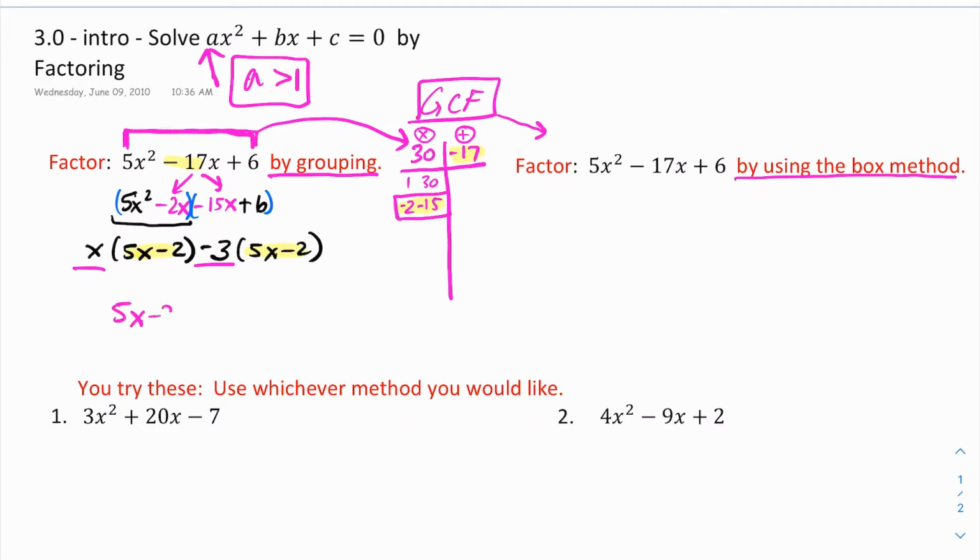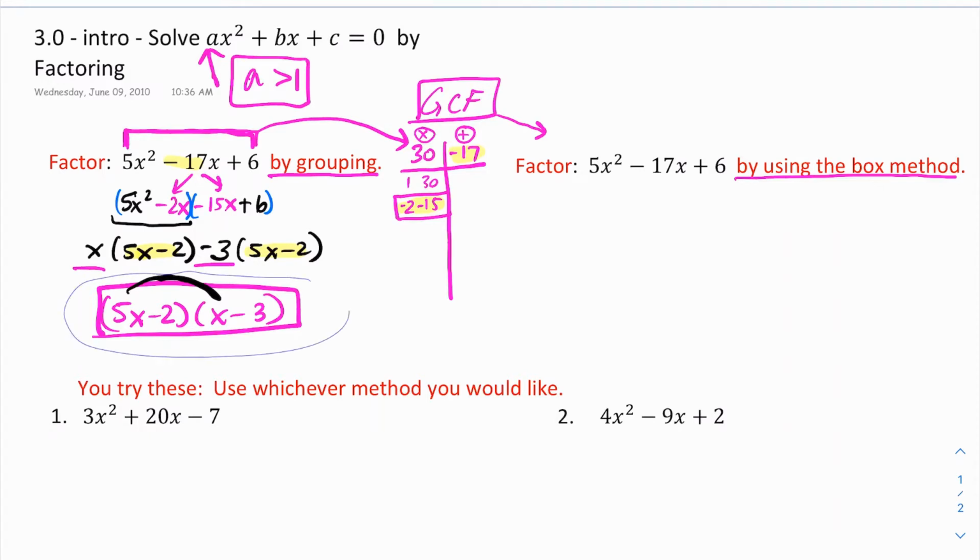Okay, so now these two have something in common. If I take out a 5x minus 2 from both of them, I'm left with an x minus 3. Now remember, in the first section I showed you how to check to see if that's right. So the first two terms, and I'm going to lower this a little bit so I have some space to work.